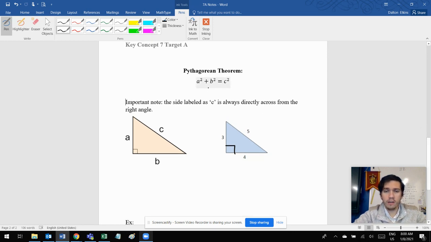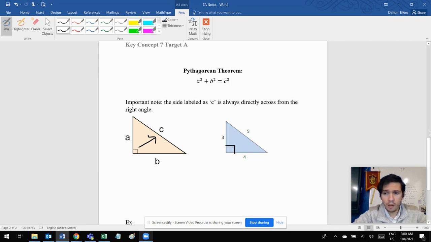So here is the Pythagorean theorem. It is a to the power 2 plus b to the power 2 is equal to c to the power 2. And this only works for right triangles. It's important to note that the side labeled c is always directly across from the right angle. So here is just a standard triangle where a, b, and c are the side lengths. It's a right triangle, so you can say that a to the power 2 plus b to the power 2 is equal to c to the power 2.